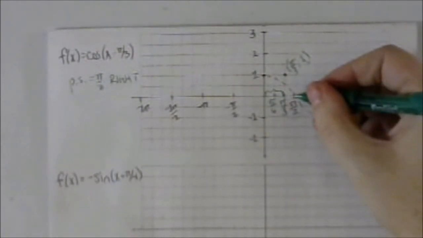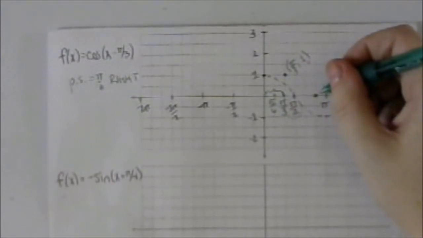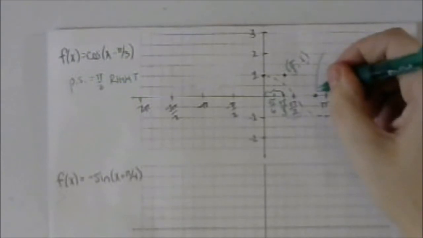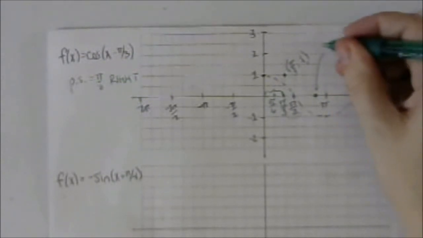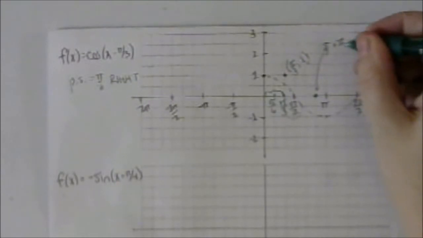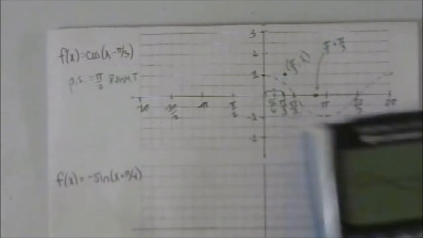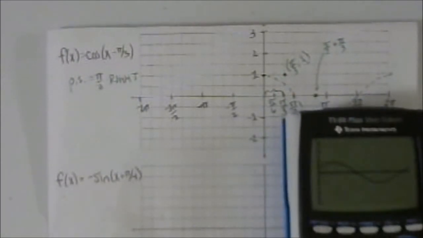Take your point at pi halves, 0, and move it 2 boxes to the right. It's now, where is it? Take a pause, and you can use your calculator to do this. What is pi halves plus pi thirds? We've reviewed this in class before, but let's review it here in the calculator.